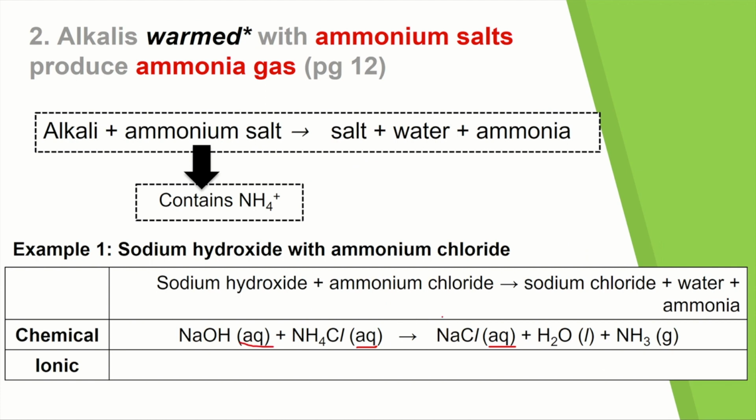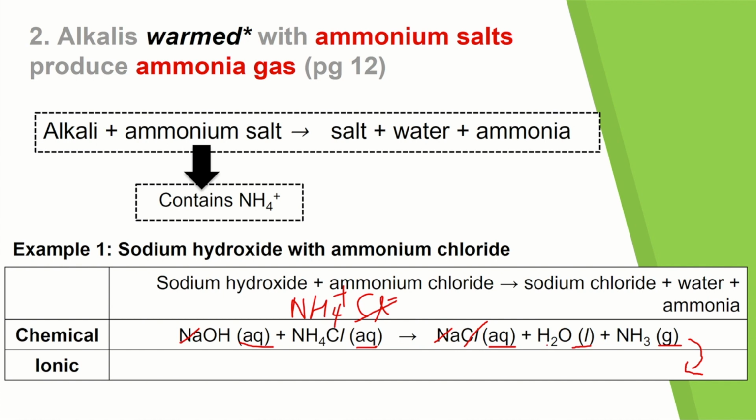Those that are in aqueous state, I can split them up. For example, this Cl minus and Cl minus will be cancelled out. This Na plus and this Na plus will be cancelled out. Liquid state, gaseous state, I cannot separate them. I will copy and paste them into my ionic equation.